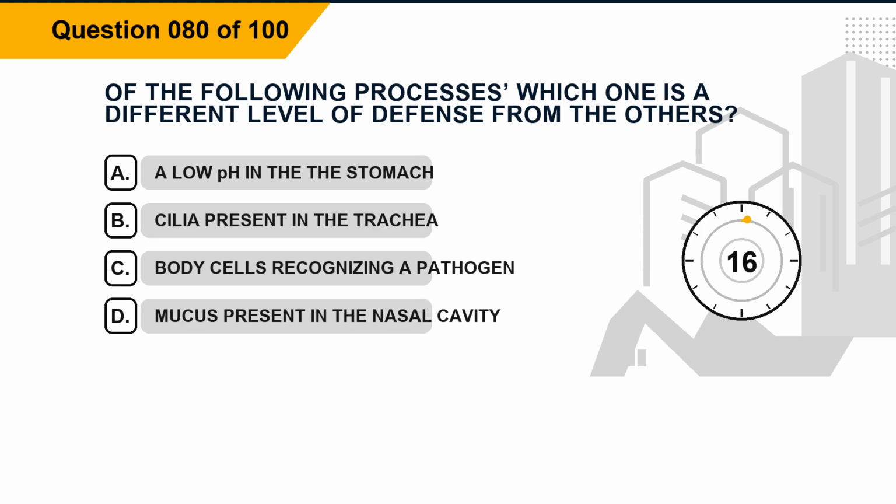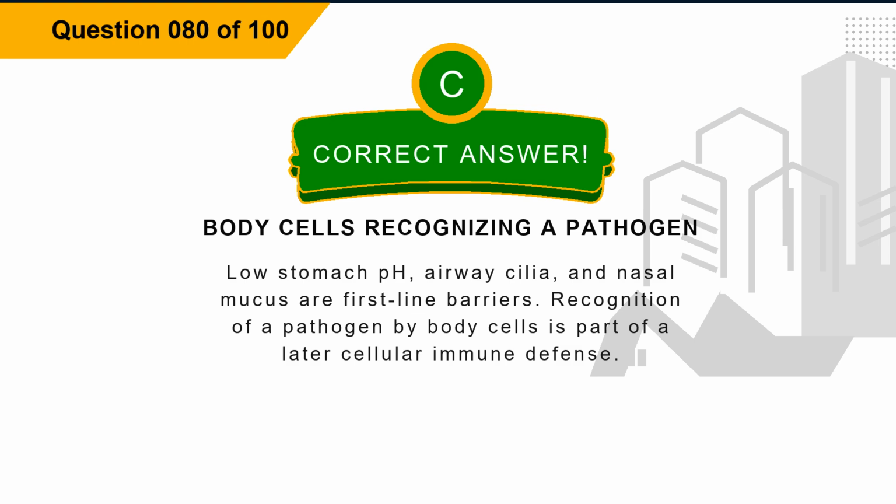Question 80. Of the following processes, which one is a different level of defense from the others? Option A, a low pH in the stomach. Option B, cilia present in the trachea. Option C, body cells recognizing a pathogen. Option D, mucus present in the nasal cavity. The correct answer is option C, body cells recognizing a pathogen. Explanation. Low stomach pH, airway cilia, and nasal mucus are first-line barriers. Recognition of a pathogen by body cells is part of a later cellular immune defense.